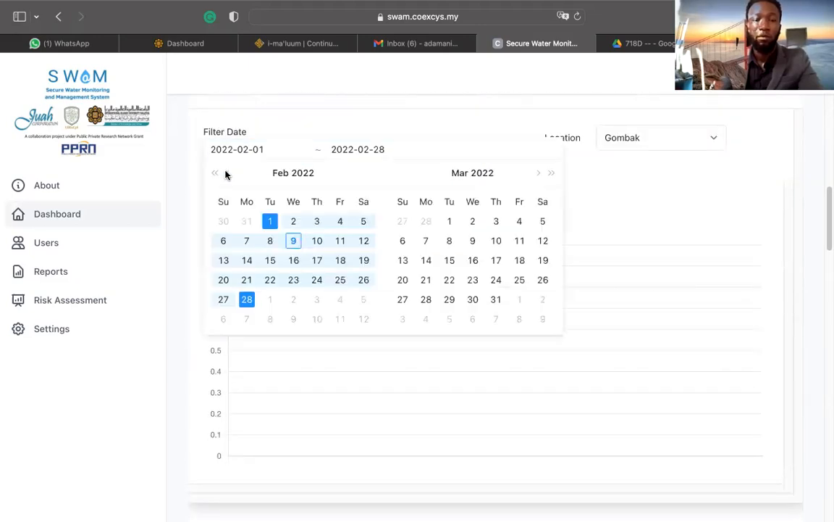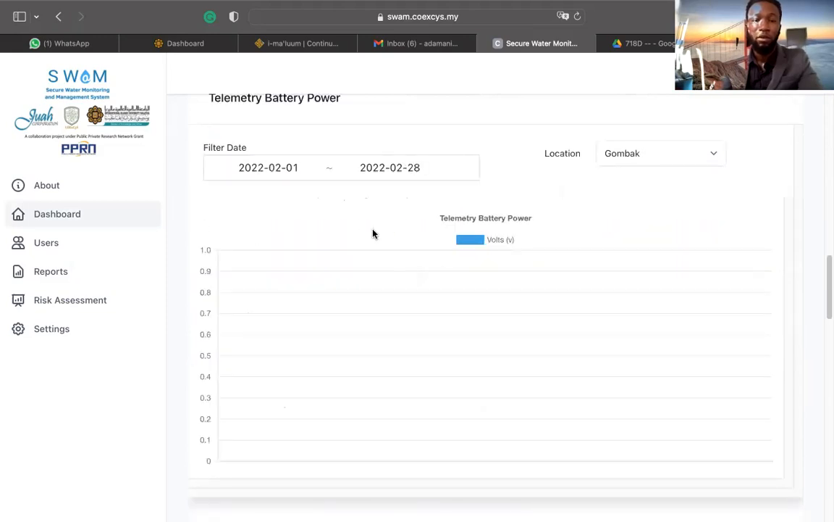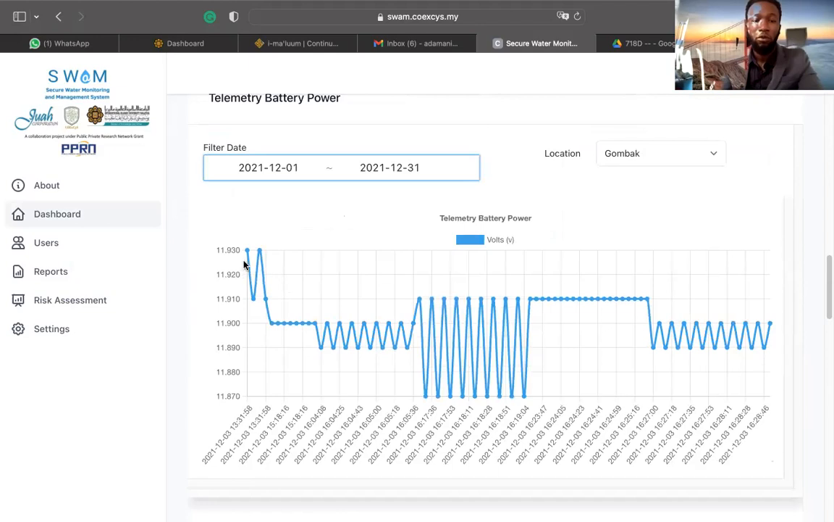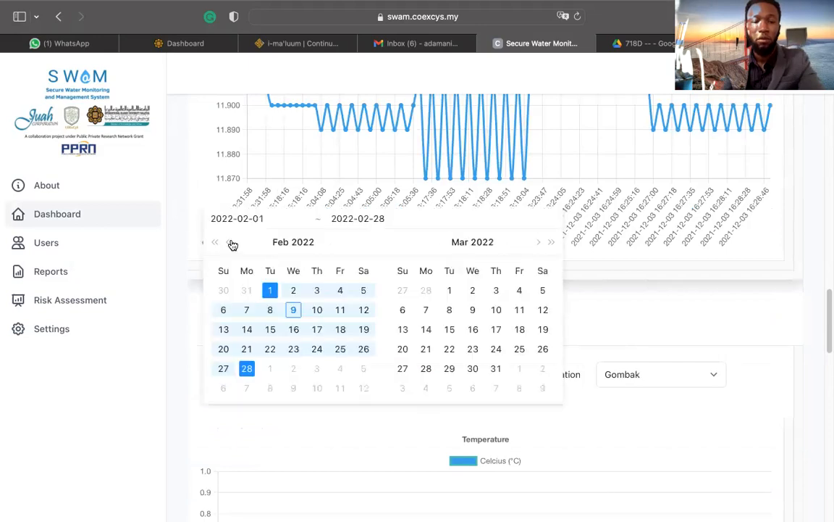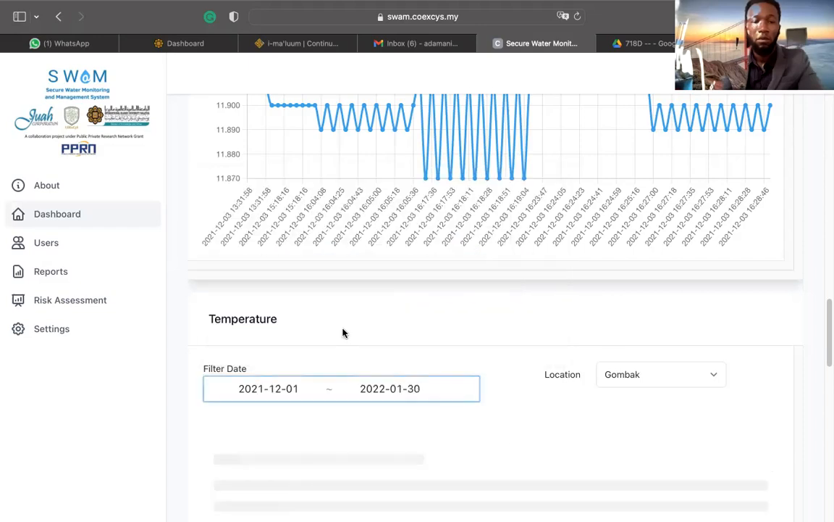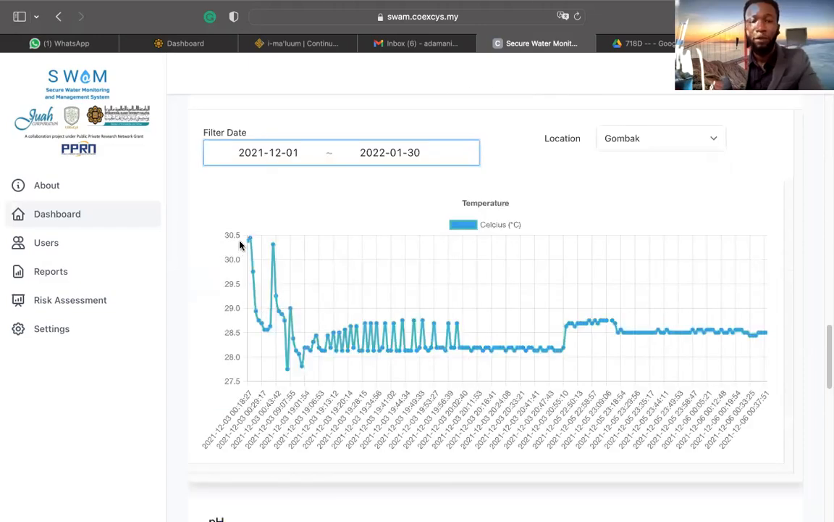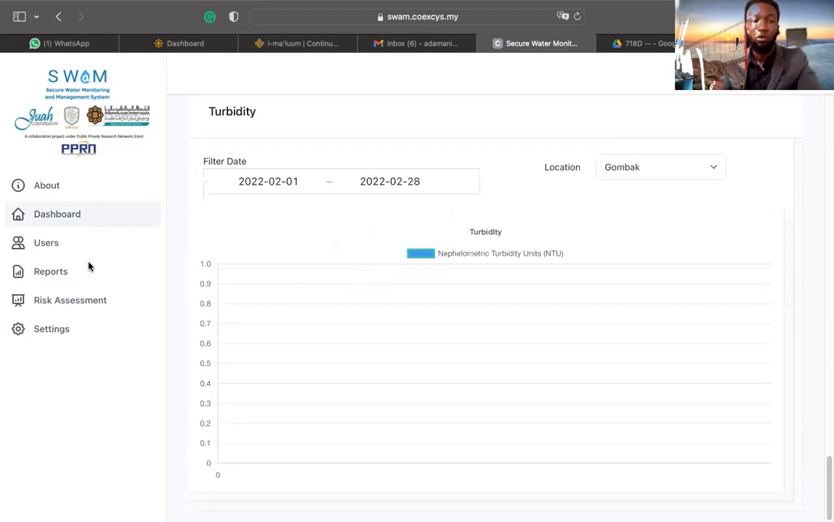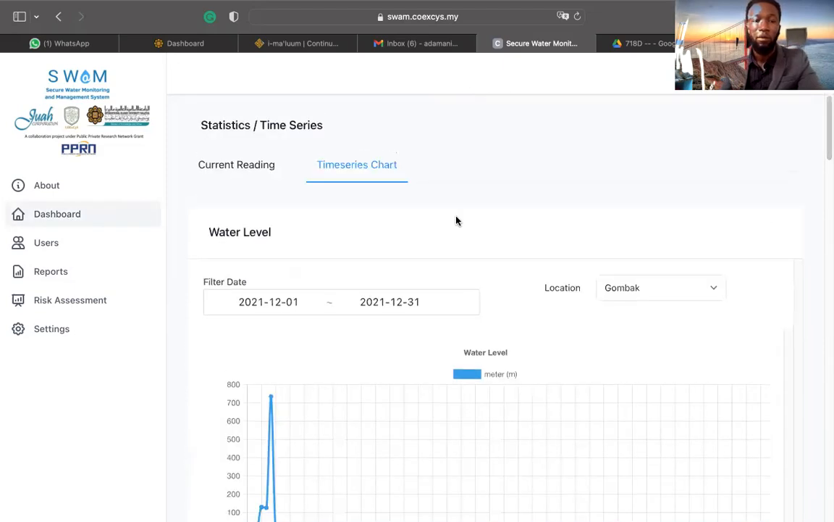Alarm. The alarm is also represented. The battery, about the power. We also have how the battery power was varying from stage to stage. And then the temperature. The temperature was also varying, and at the maximum it was 30 degrees Celsius. So basically, these are the results from the readings made from the RTU to the website here, and for further actions.